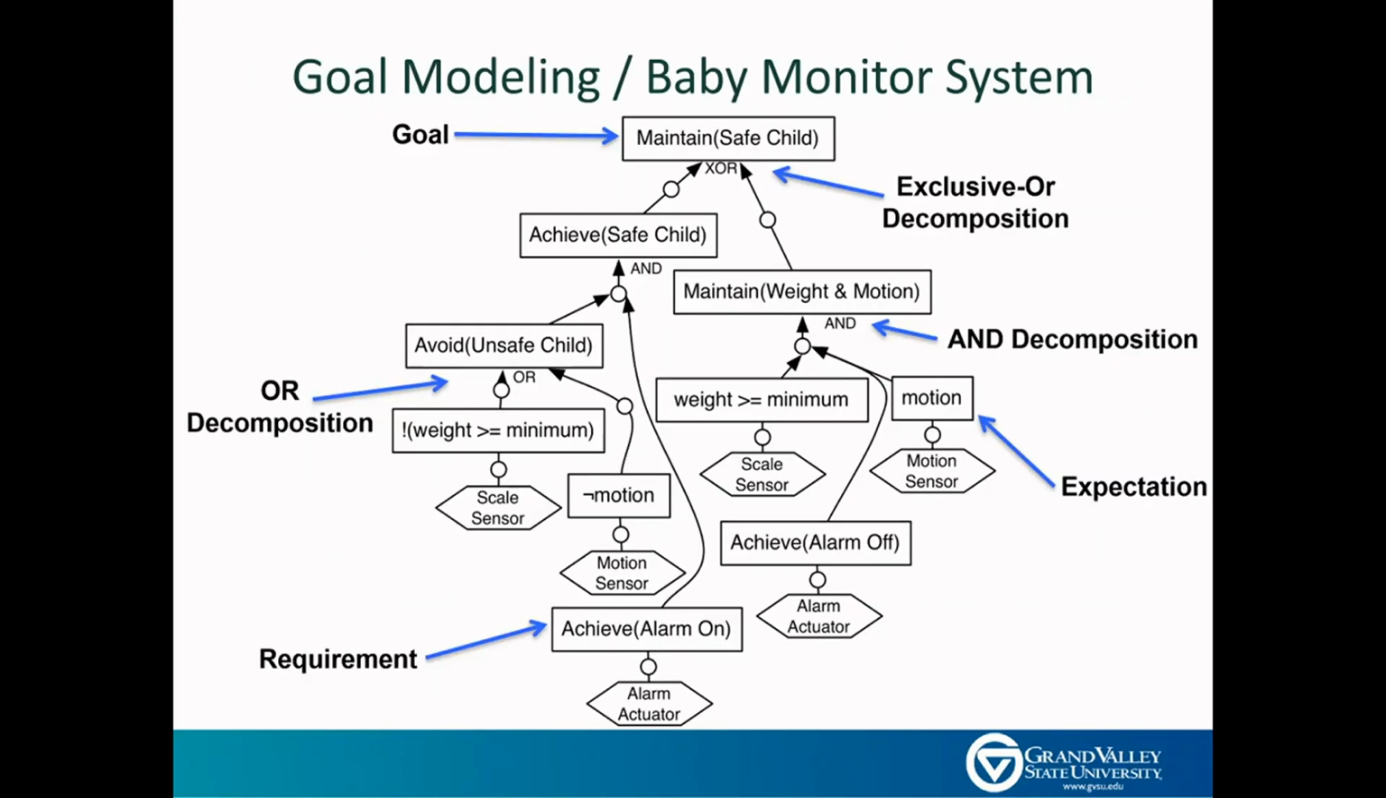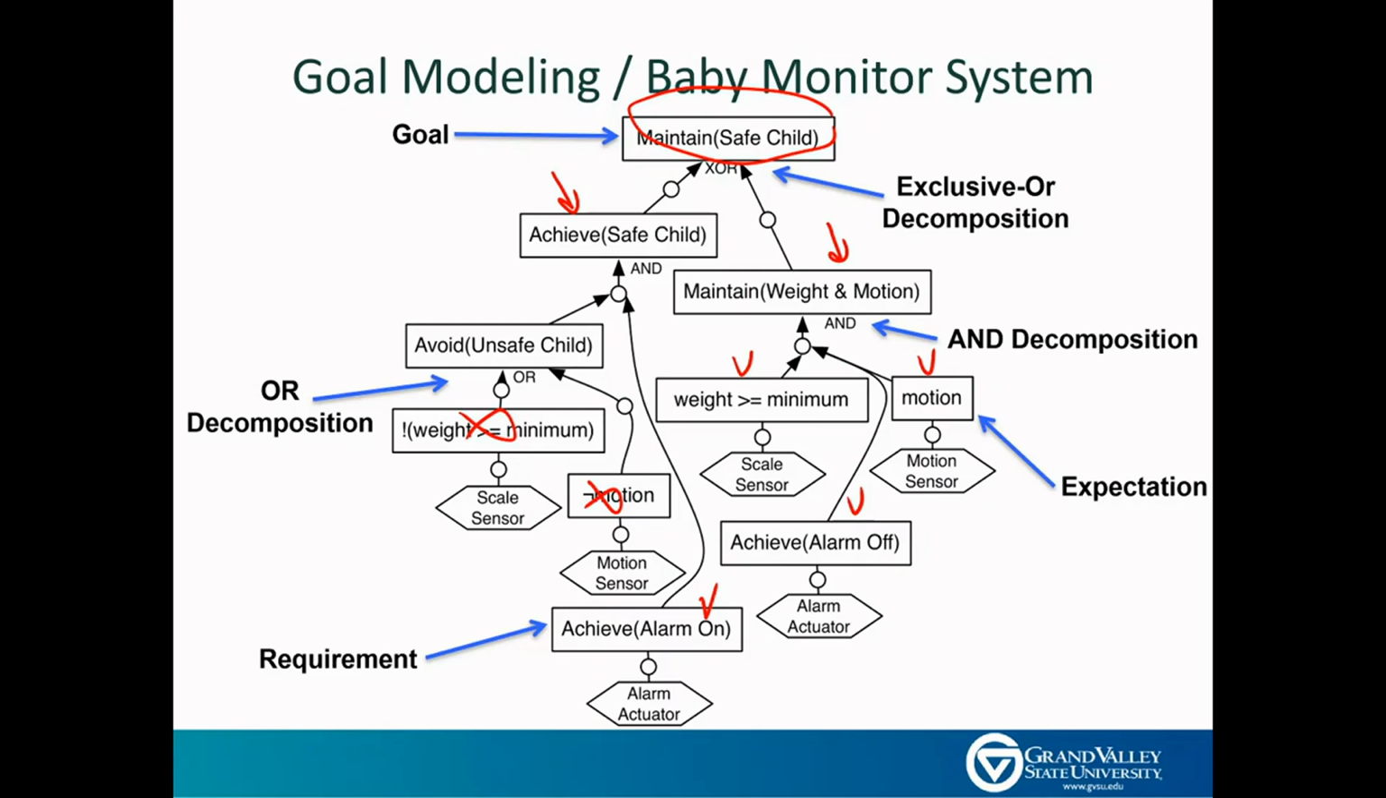Now, the goal of this baby monitoring system is to keep the child safe, right? And the way it does that is it either attempts to achieve a safe child, or the child is already safe. And if the child's already safe, then we have the correct weight, we have motion, and so we're not going to set off the alarm. But if there's an unsafe child, that means we don't have the correct weight, we don't have motion, and so we're going to set off the alarm, right? Because if we don't have weight or we don't have motion, either one of those things alone is sufficient that we want an alarm, right?